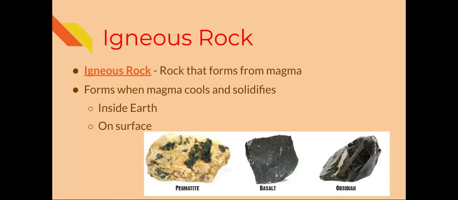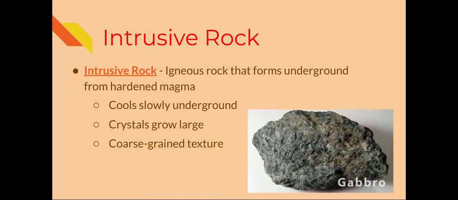So extrusive, X means exit, so that's the rock that cools on the surface, and then we have intrusive, which is where it cools inside the earth. Intrusive rock I want to talk about first. This is igneous rock that forms underground from hardened magma. It's going to cool slowly underground, so there's going to be crystals that form from the elements solidifying, and you get more of a coarse grained texture.